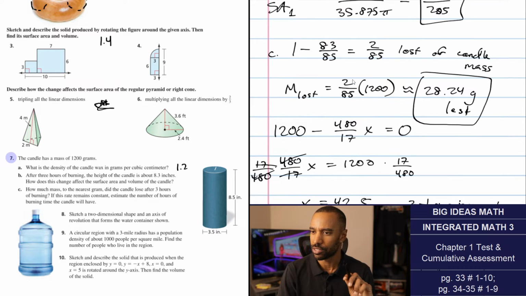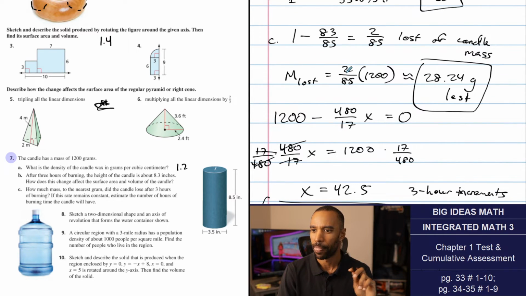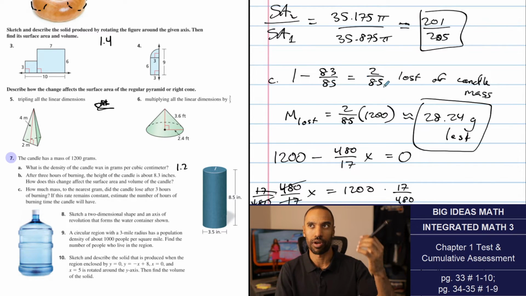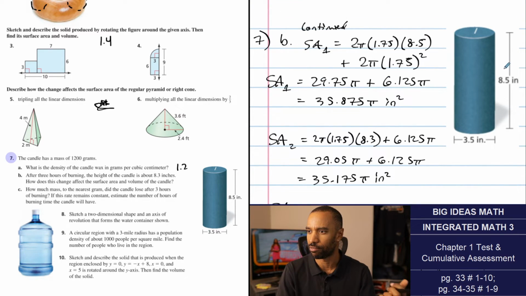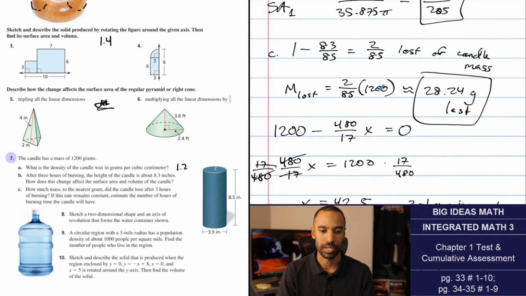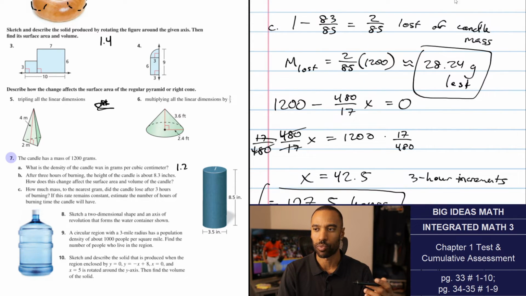Let's go back to this problem just to make sure you understood what I did here. 83/85ths of the volume remains after the candle melts from 8.5 to 8.3 inches. So you lose that fraction of your candle. You also lose that fraction of its weight. There were 1,200 grams initially, so that was its initial mass. You lose 2/85ths of that each time. 2/85ths of 1,200 is also represented as this, so these are equivalent to each other.